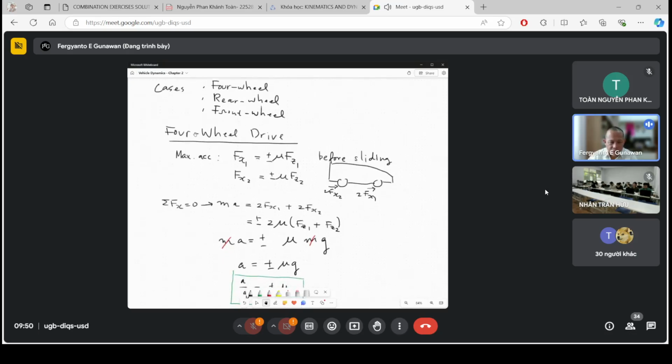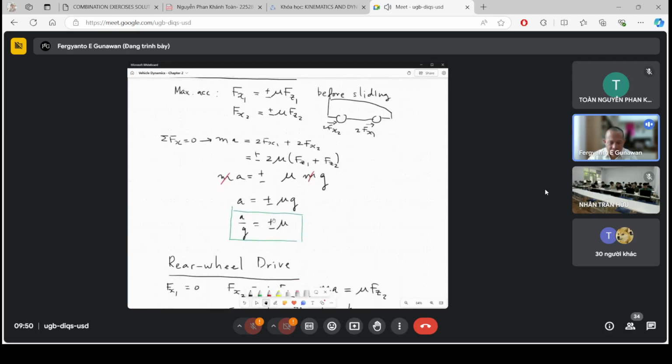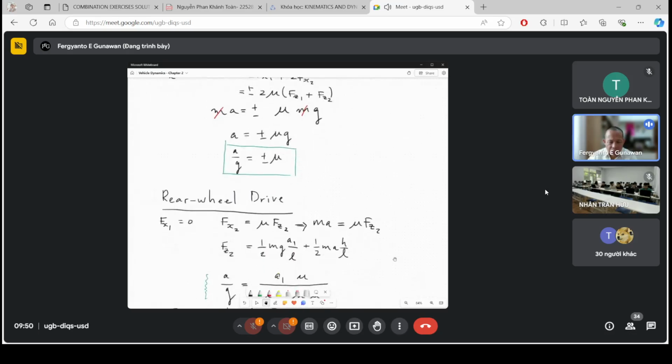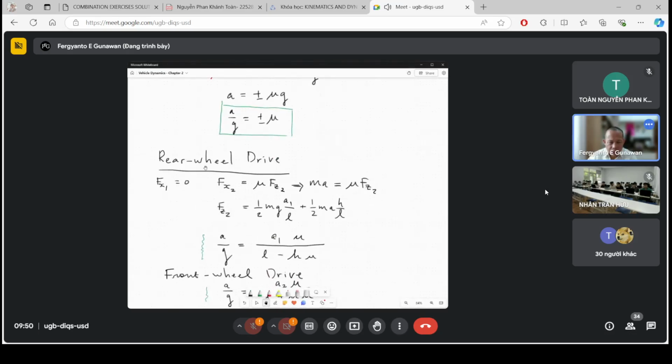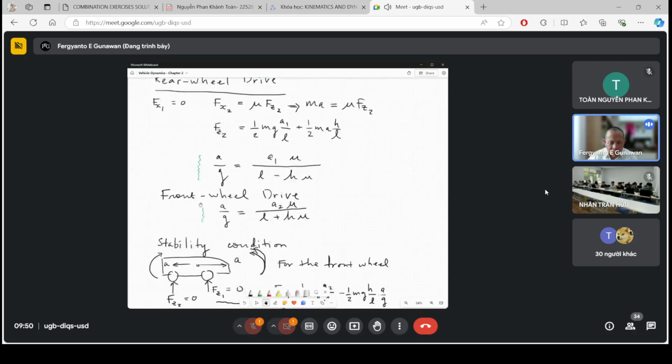In the case of four-wheel drive, the maximum acceleration is a = g multiplied by mu. This is the friction. In the case of rear-wheel drive, the maximum acceleration is a1 multiplied by mu divided by l minus h multiplied by mu. And for the front-wheel drive, the maximum acceleration is given here.